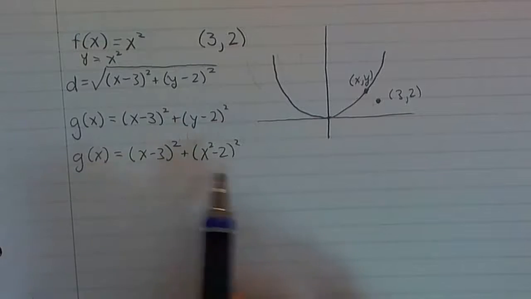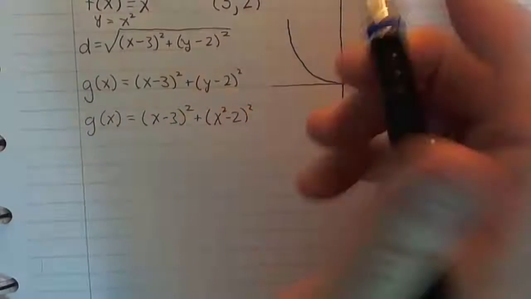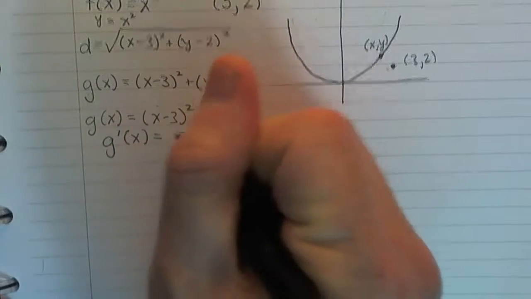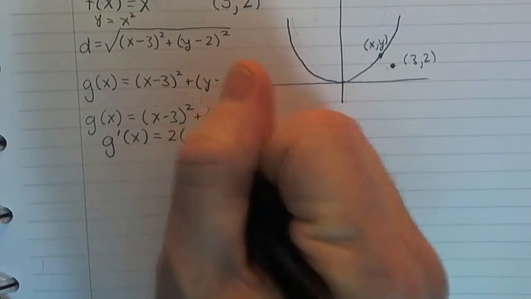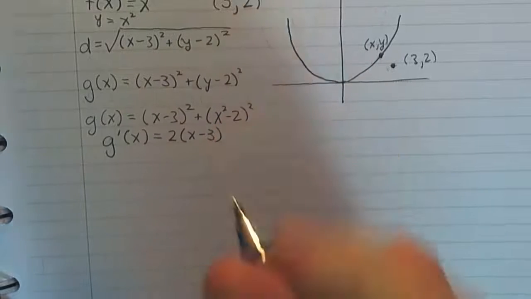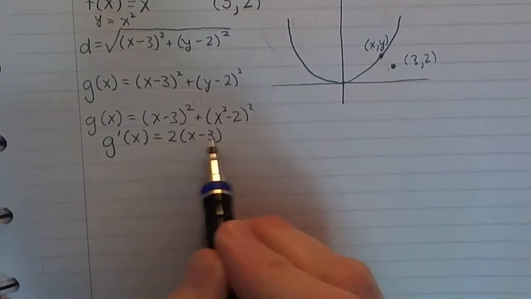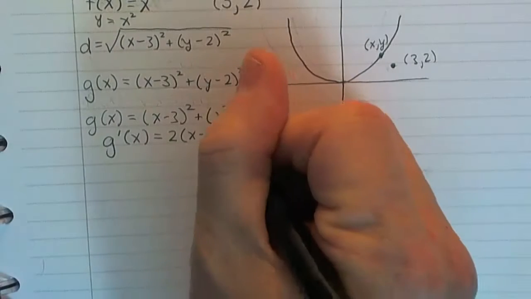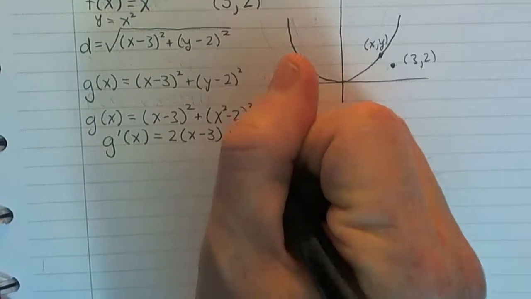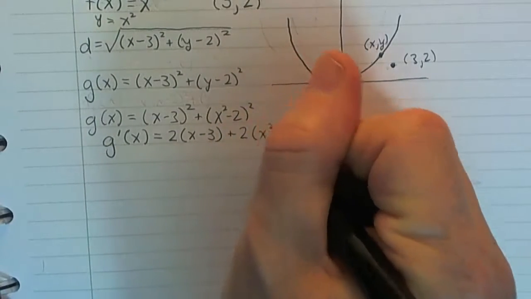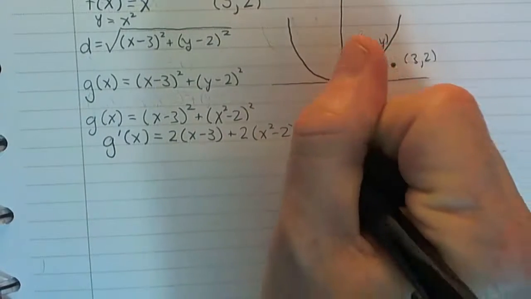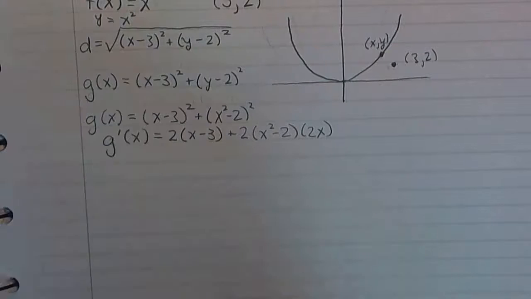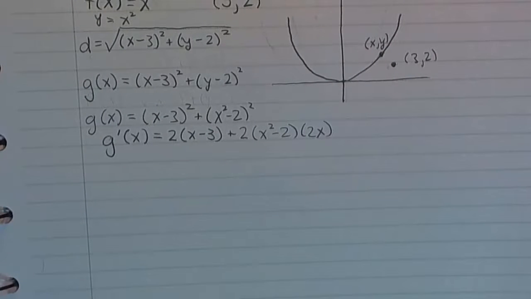I'm just going to go through here and differentiate. So here I go. I've got g prime of x is equal to 2 times (x minus 3). See? Derivative of the outside times the derivative of the inside, but the derivative of the inside is just 1. Plus 2 times (x squared minus 2) times 2x, using the chain rule there.